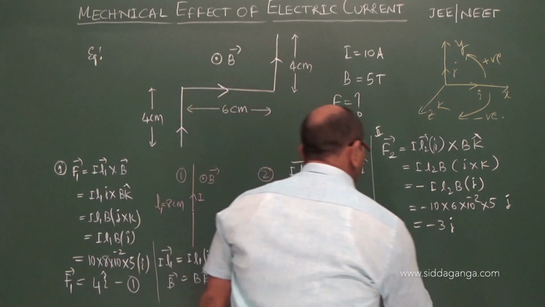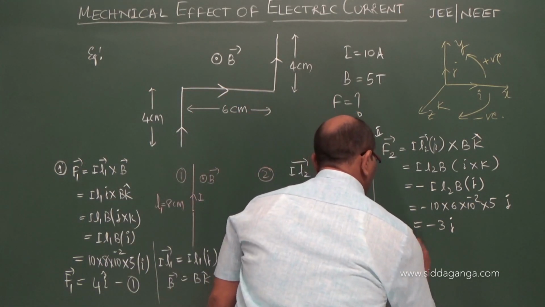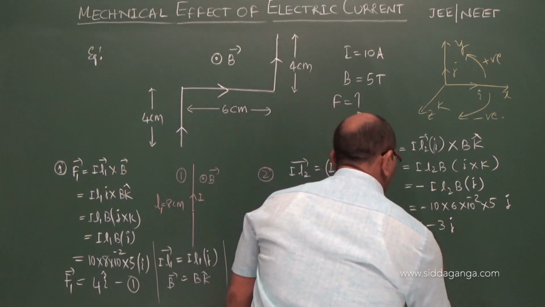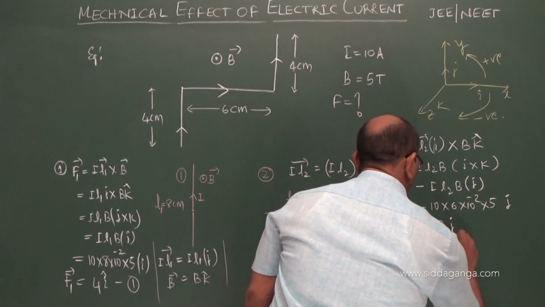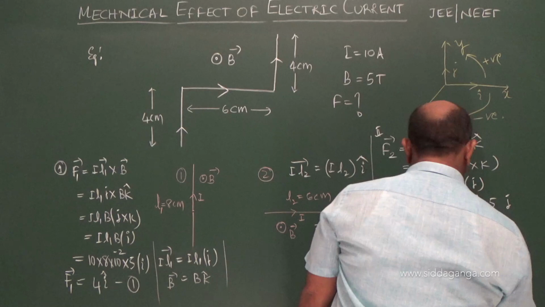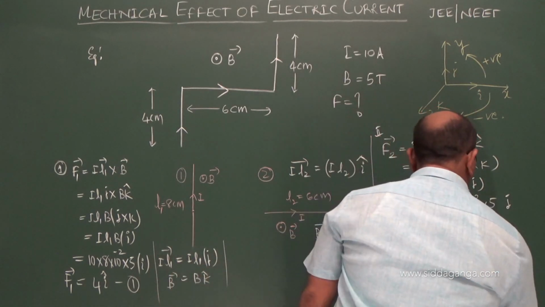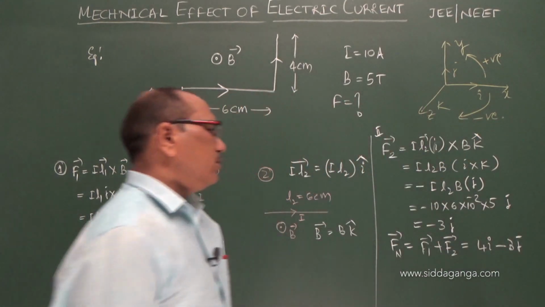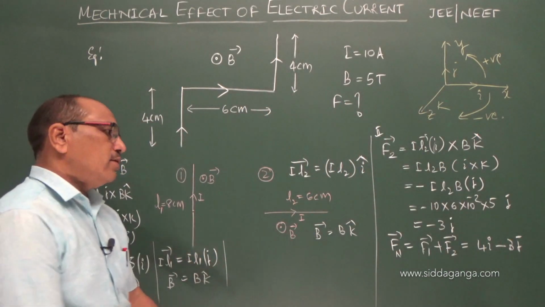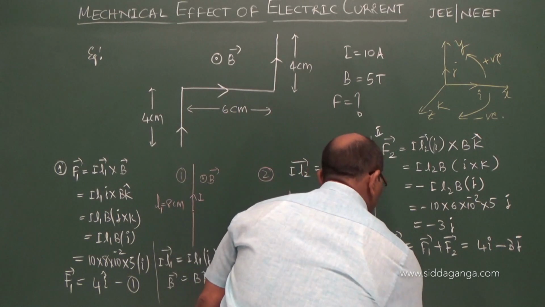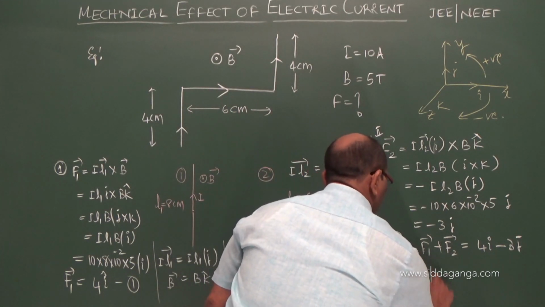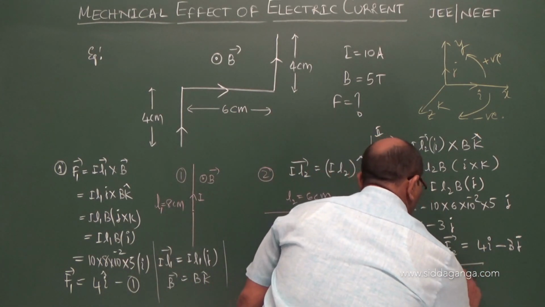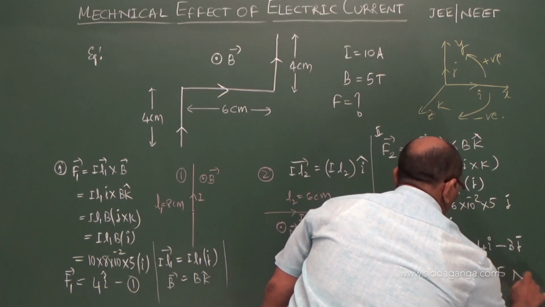Suppose you want the net force on this, it is F1 plus F2. The answer is F1 is 4I minus 3J. That is the answer if they give it like that. If the magnitude is asked, the net force goes with the square root of 4 square plus 3 square, which is 5 Newton.